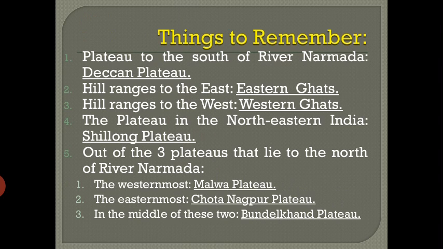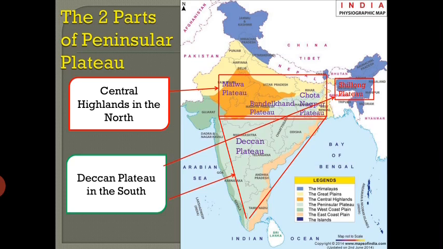Out of the three plateaus that lie to the north of river Narmada, the westernmost is the Malwa plateau, the easternmost is the Chota Nagpur plateau, and in the middle of these two is the Bundelkhand plateau. Next we can see the two parts of the peninsular plateau: first is the central highlands in the north and next is the Deccan plateau in the south.